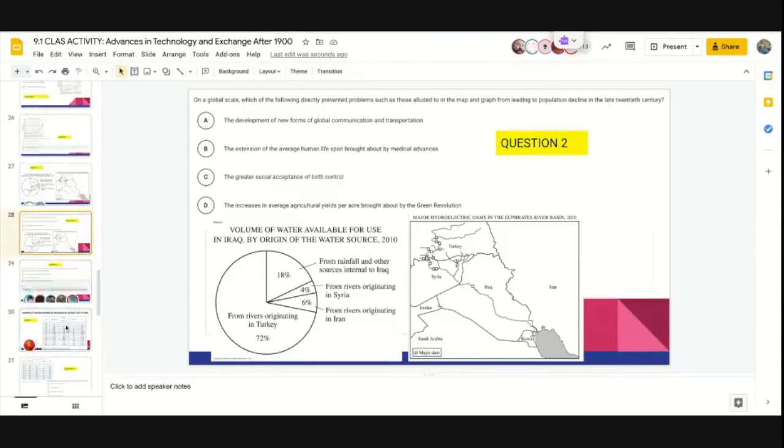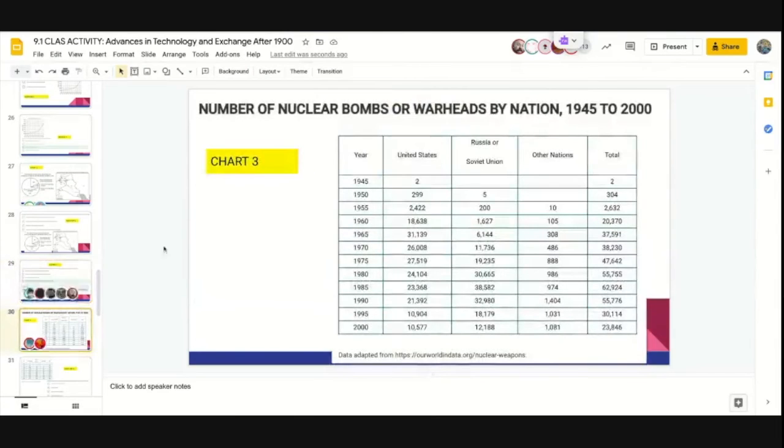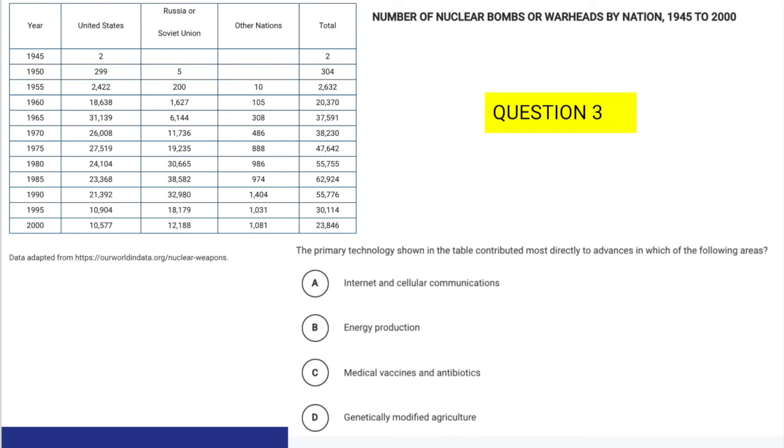Let's go to slide 30. The number of nuclear bombs or warheads by nation, 1945 to 2000. All right. In 1945, it was the U.S. 2. Hiroshima, Nagasaki, and those were kind of atomic, right? Part of the beginning of this nuclear age. And then by 1950, 299 in the U.S., and the Soviet Union had 5. And then you can see what happens as you go down on the left over time.